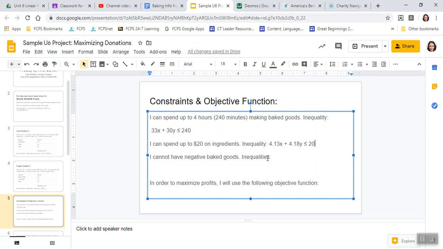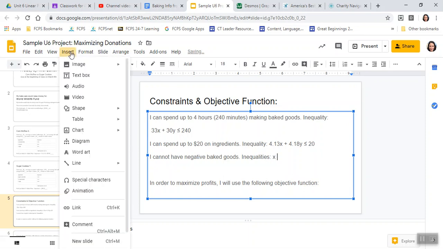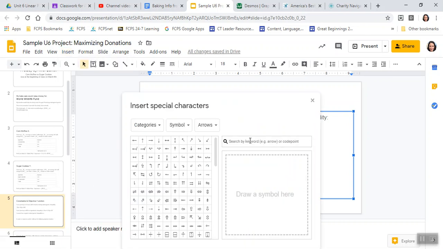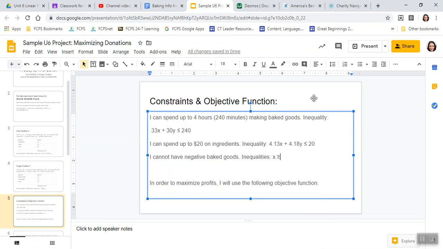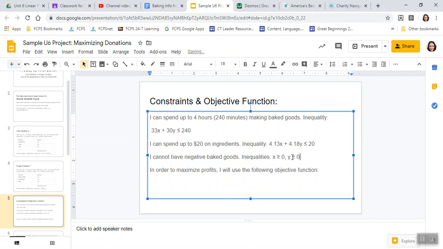I cannot have negative baked goods, so that means that my X has to be greater than or equal to 0, so I need a new symbol. This is the one I want this time. And my Y is also going to be greater than or equal to 0. Okay, so those were my constraints.